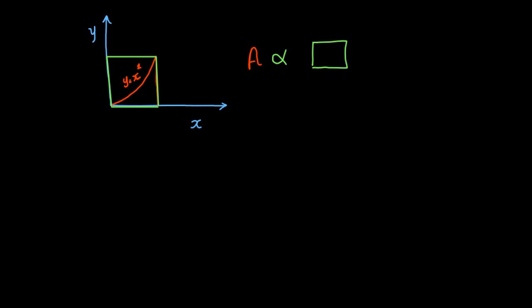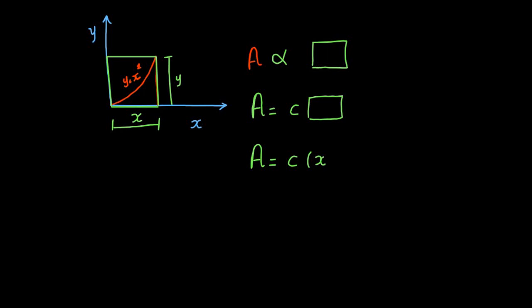So if you want to eliminate this proportionality, you have to introduce a constant, and that constant can be c, some fraction of this rectangle. Now its area is equal to c into, what is the area of this rectangle? It's length, which is x, into height, which is y. So it is going to be x into y.